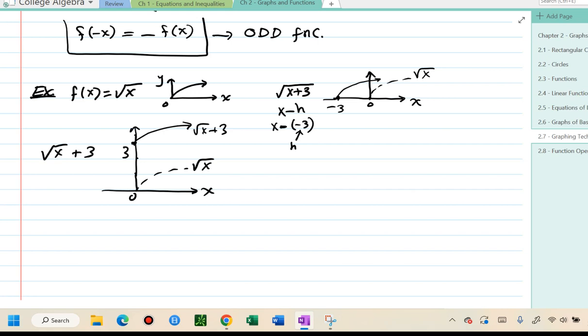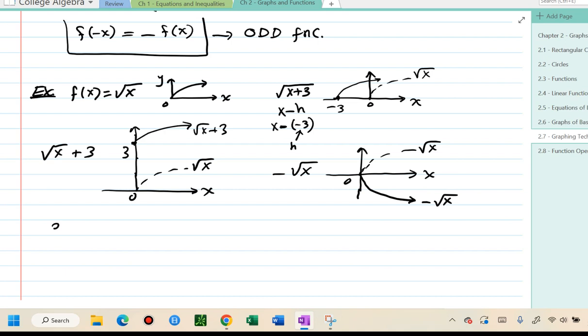What if I have, let's say, negative square root of x? Well, the negative in front will do a reflection about the x-axis, right? So this is the square root of x. And negative will reflect it. That's the final graph. Remember, the solid is the answer. The dotted is the in-between step. It's what's going to help us get to the final answer. So we have that one.